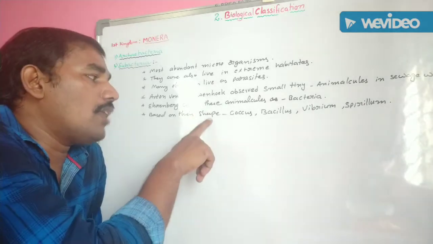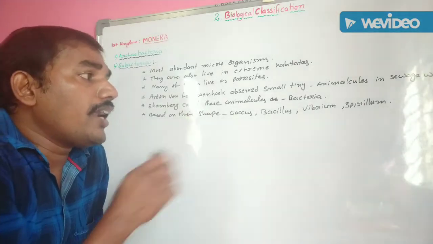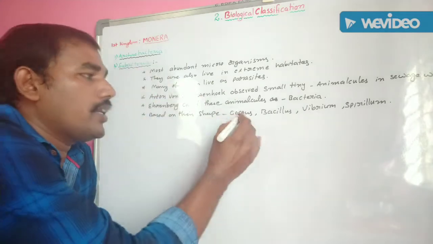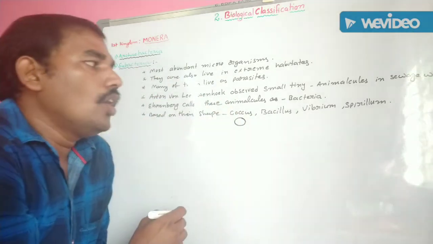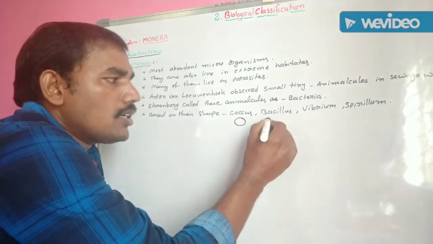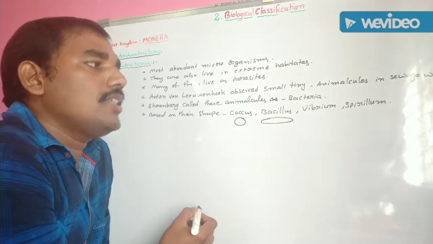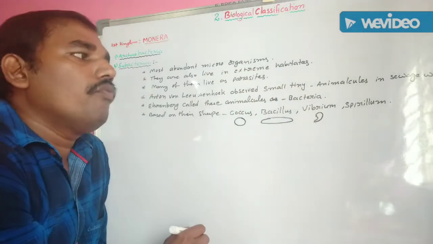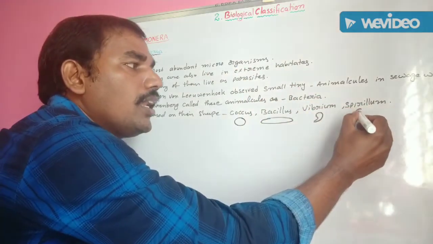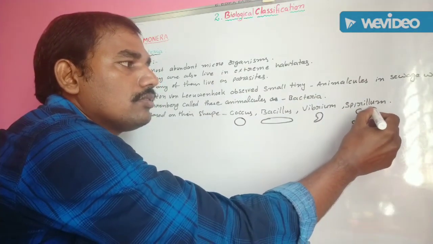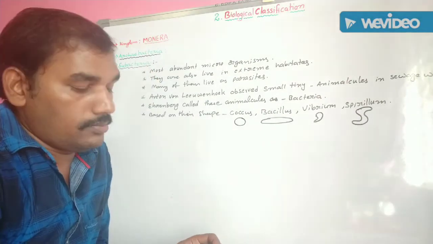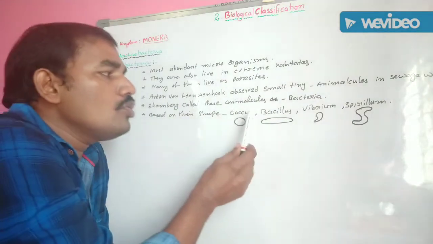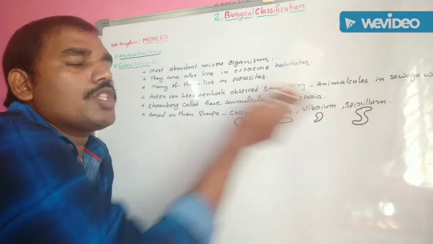On the basis of the morphological shape of bacteria, they are categorized into 4 groups. What are they? First one is coccus. These are spherical bacteria. Round-shaped bacteria are called coccus bacteria. Bacillus, the rod-shaped bacteria are called bacillus. Vibrio, this means half helical bacteria are called vibrio. Next one, complete helical bacteria are called spirillum. In this way, on the basis of their shape, bacteria are categorized into coccus, bacillus, vibrio, and spirillum.